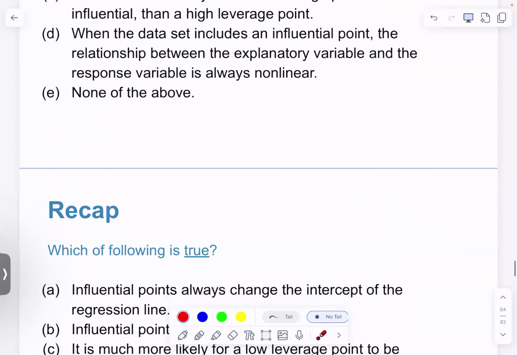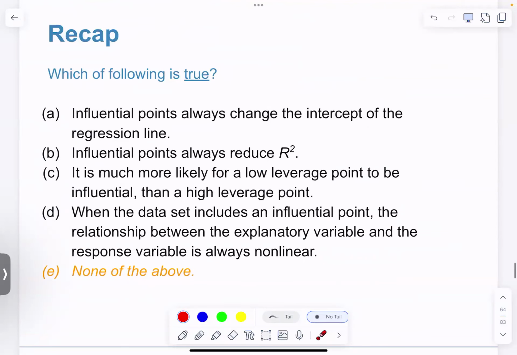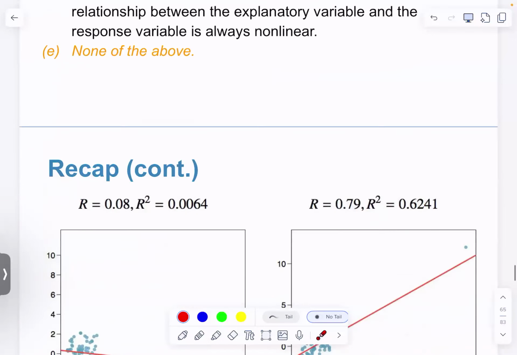Oh, I can't read all those. Well, it was none of the above. Which of the following is true? None of the above. Let's see here. Influential points always change the intercept of the regression line. That's not true, but also, do we care? I don't care. I'm not going to test you on it. So it's okay. We don't need to go this hard.